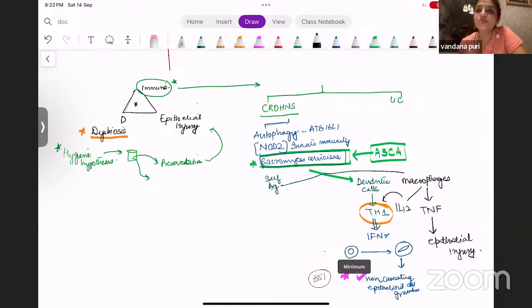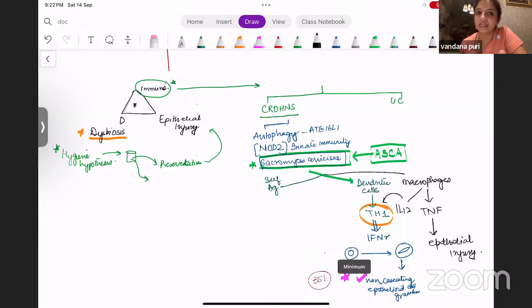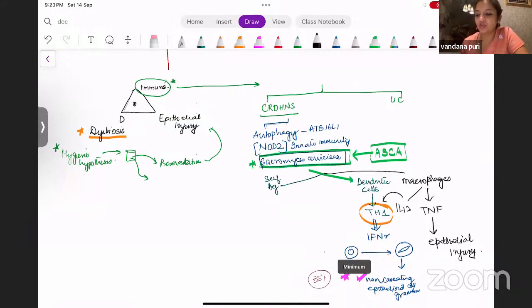Second is immune mechanism. You've just now studied which immune mechanism is defective here. Obviously autophagy and innate immunity are defective here. And which T cells are involved here? Th1 cells. And what is the hallmark? Non-caseating epithelioid cell granuloma. That's the hallmark here. So those are the classical features of Crohn's disease.